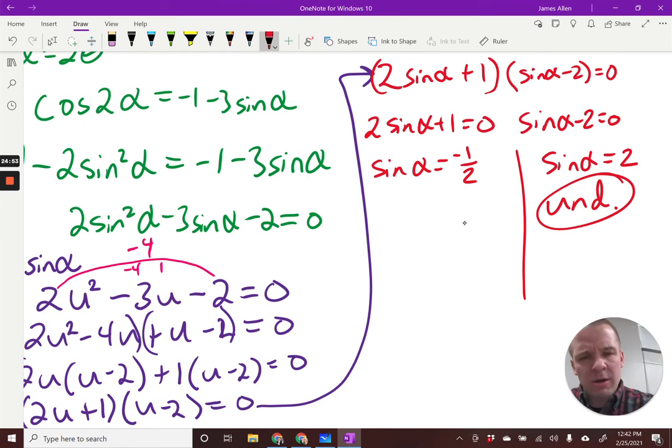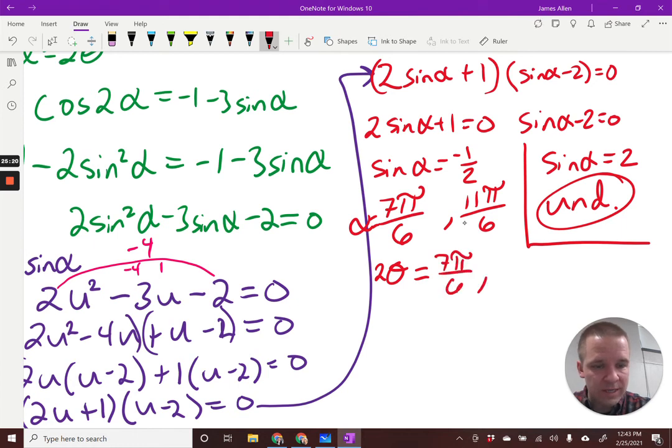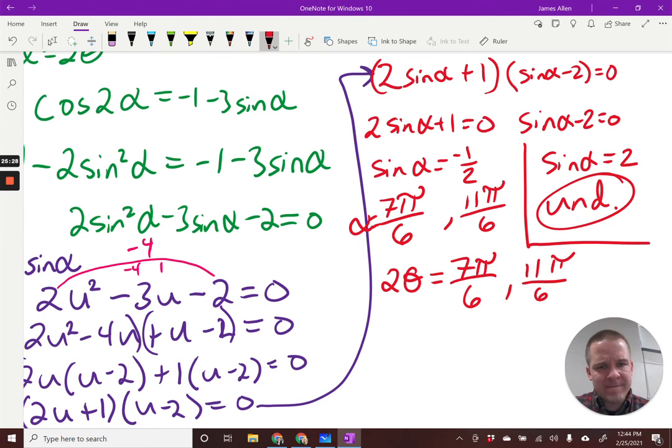All right. So that would be what? 7 pi over 6, and we're going to have 11 pi over 6. Okay. So again, this is what alpha equals, right? What does 2 theta then is equal to 7 pi over 6 and 11 pi over 6. I'm actually going to give myself a little more room here and rewrite it.